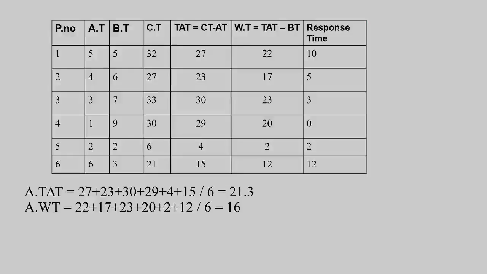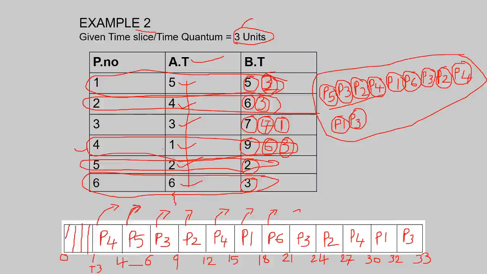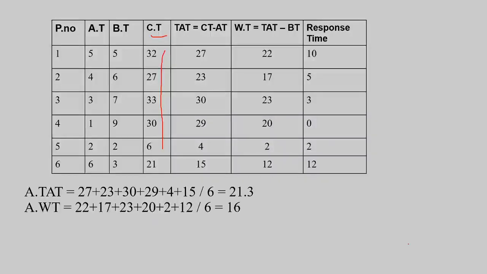So this is the table. They are given the process number, arrival time, burst time and the completion time. So find out the completion time in the same way. So completion time of process P1 is 32. Process P2 completion time is 27. Process P3 completion time is 33. Check out here, see. Process P1 completion time is 32 and process P2 completion time is 27 and process P3 completion time is 33 and so on.